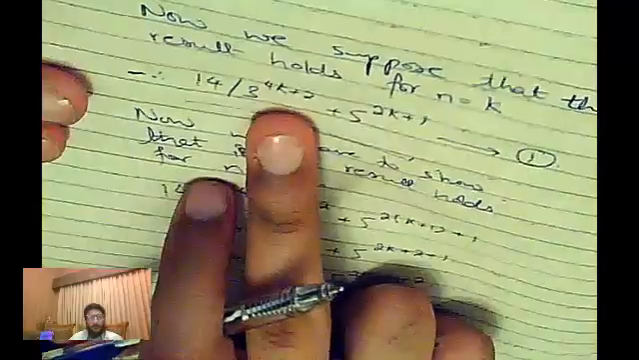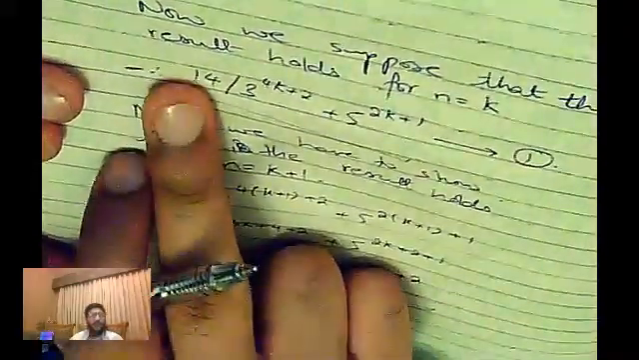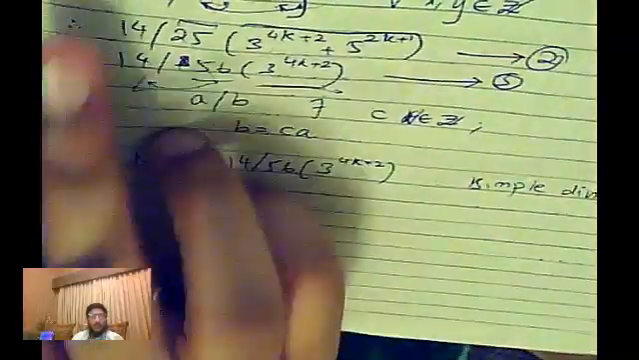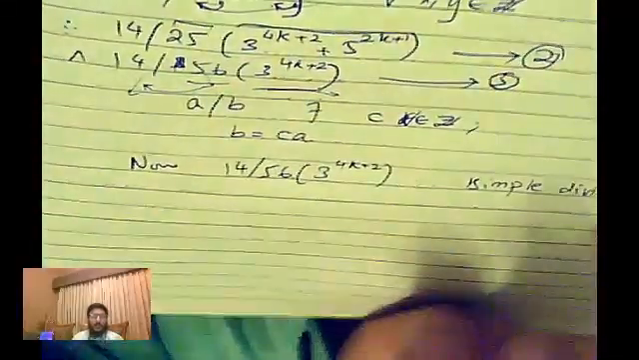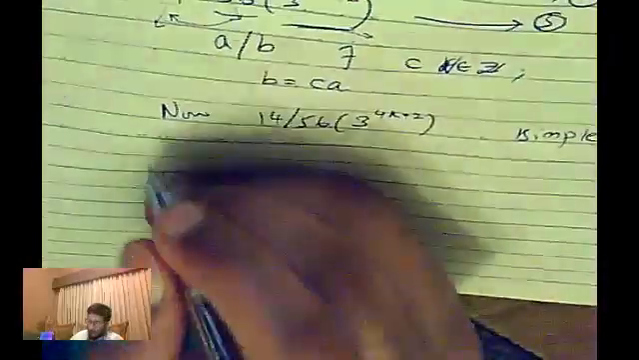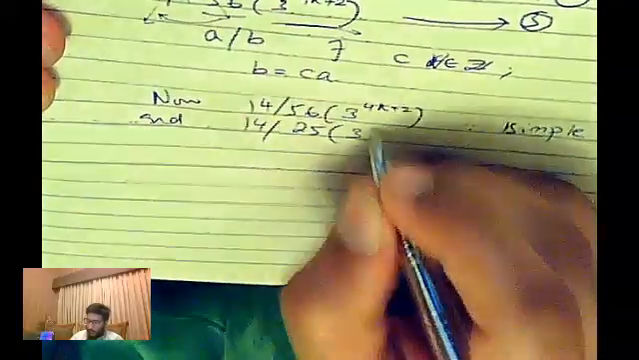as you can see in equation number 1, 3 to the power 4k plus 2 plus 5 to the power 2k plus 1, we suppose that this is divided by 14 without remainders. Therefore, this part is true, and if this is multiplied by an integer, then using the definition of divisibility, equation number 2 should be true. And 14 divides 25 times 3 to the power 4k plus 2 plus 5 to the power 2k plus 1.